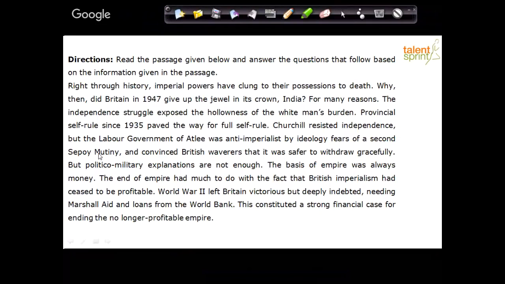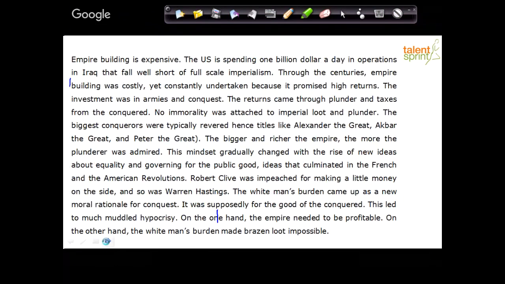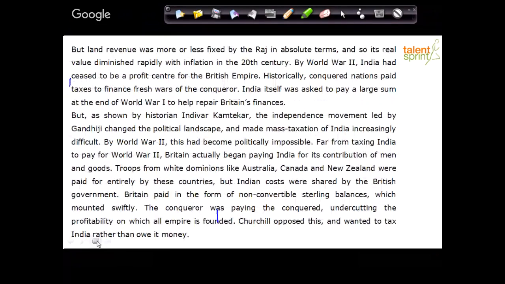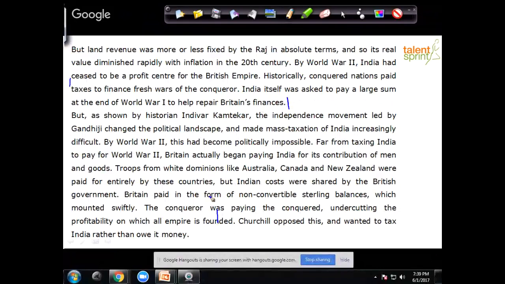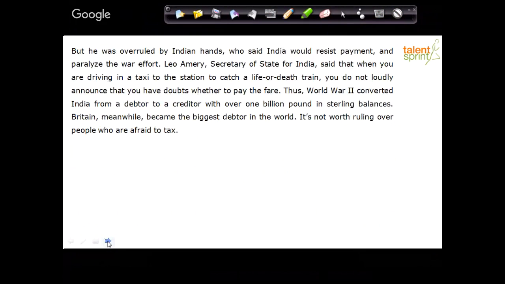So the first thing you do in reading comprehension is break down the passages into paragraphs. So this is para 1. Para 2. Para 3. Para 4. There's 4 here, right? 5. And 6. So it's a pretty long passage.